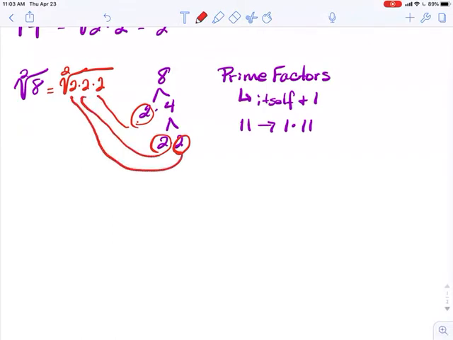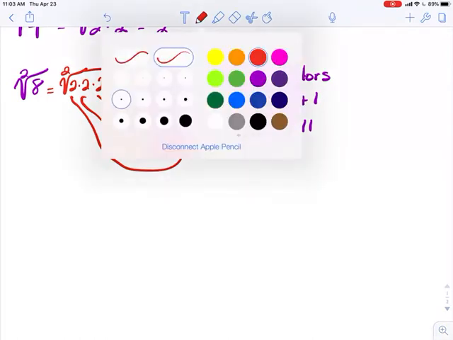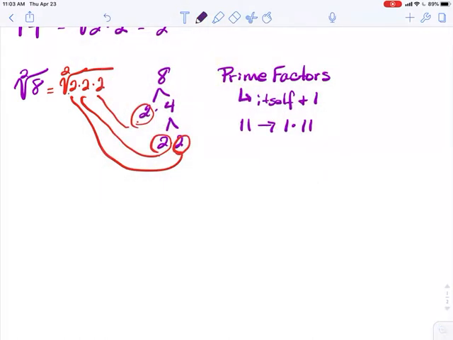Now, because it's a square root, again, I'm looking for anything I've got 2 of. So I have two 2's here, and that pair comes out as one 2 outside the bracket. So now I have 2 square root of 2, which is the same thing as the square root of 8.